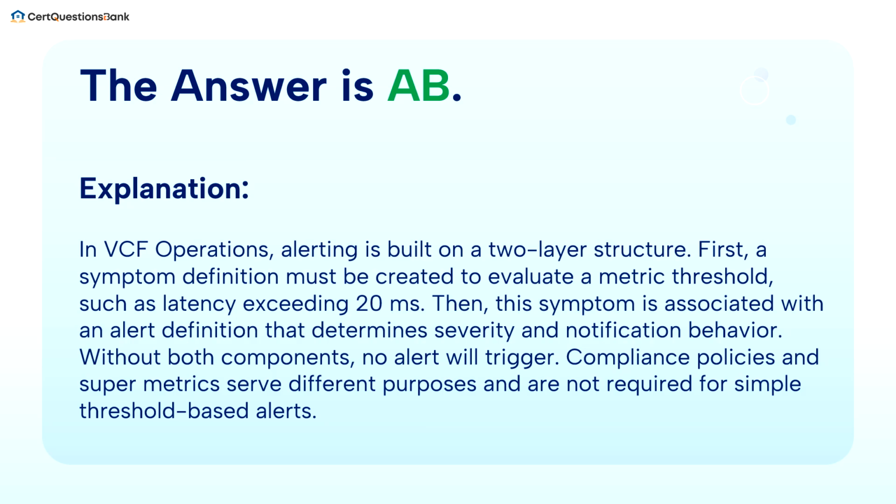In VCF Operations, alerting is built on a two-layer structure. First, a symptom definition must be created to evaluate a metric threshold, such as latency exceeding 20 milliseconds. Then, this symptom is associated with an alert definition that determines severity and notification behavior. Without both components, no alert will trigger. Compliance policies and super metrics serve different purposes and are not required for simple threshold-based alerts.